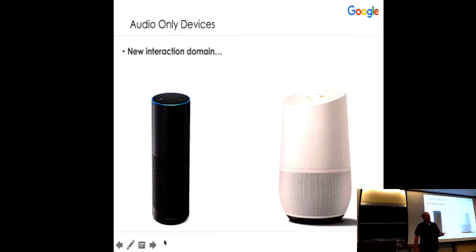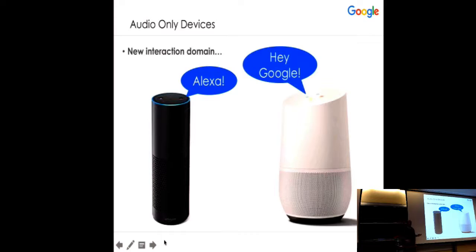And they solve the attention problem by having a hot word. So you say Alexa, or you say hey Google, and it responds to you. And then it asks you a question, and then are you supposed to say hey Google again, or is it just going to respond to the next speech it hears? So these devices would really love to know what the human is attending to and do that better.